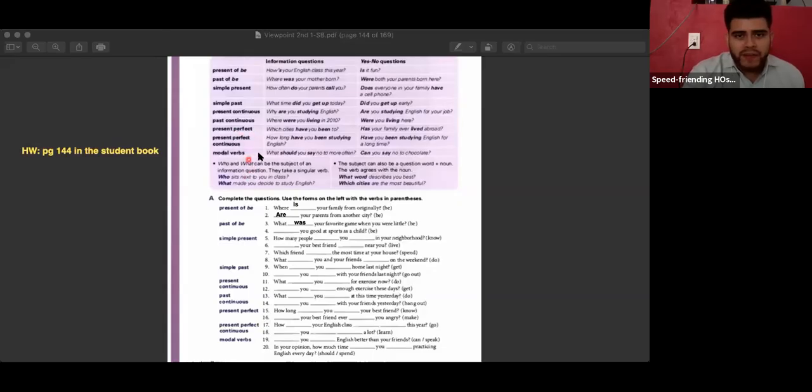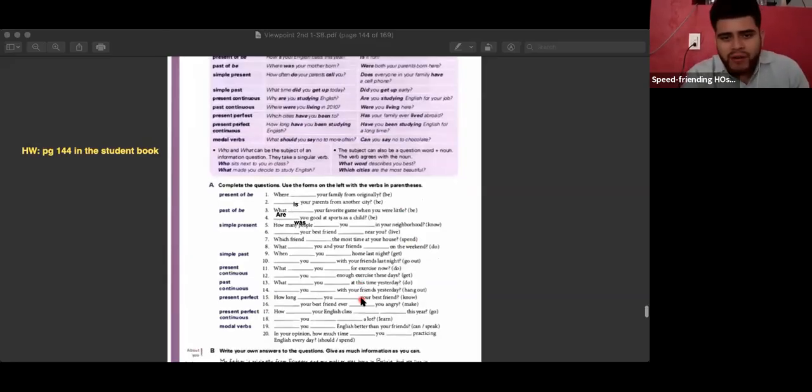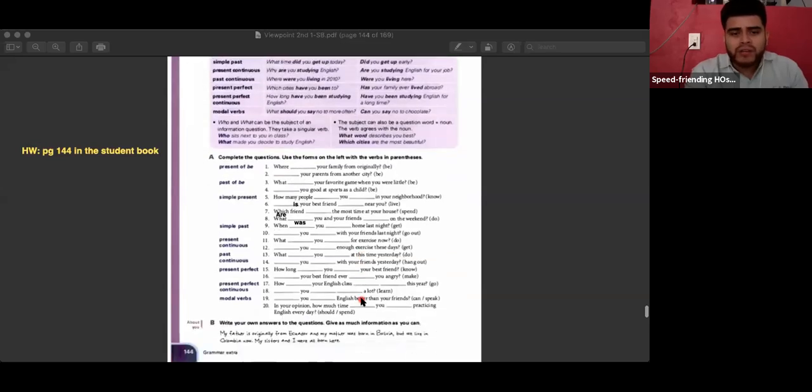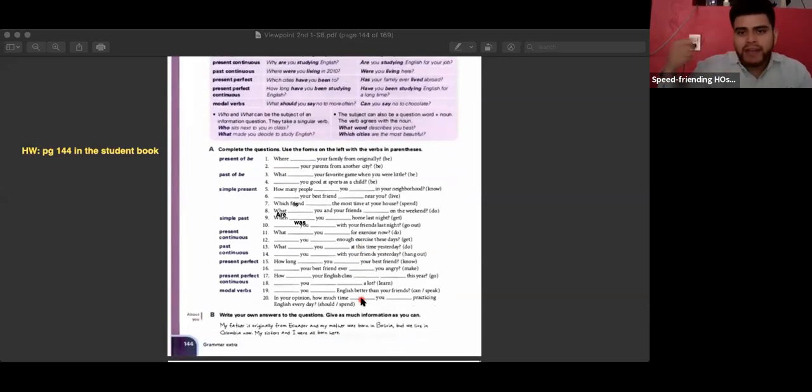But just look over here. The present perfect continuous has 3 important things: have, been, and then the verb with ing. A lot of times students forget been. Do not forget been. Been is important. Have you been studying? Or if it's singular, has he been studying? This is going to be your homework. If you have the book, you can just write it in your book. If you don't have your book, then please write it in a notebook because we're going to use it tomorrow.